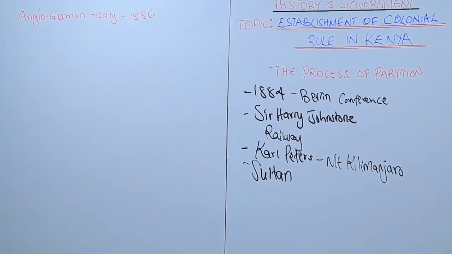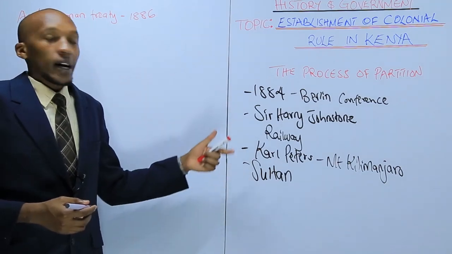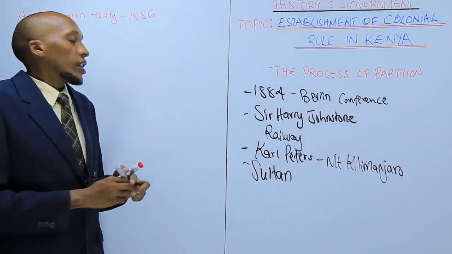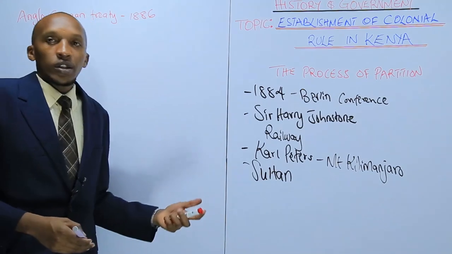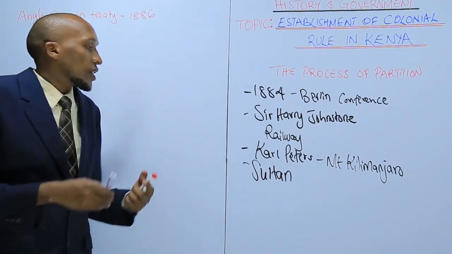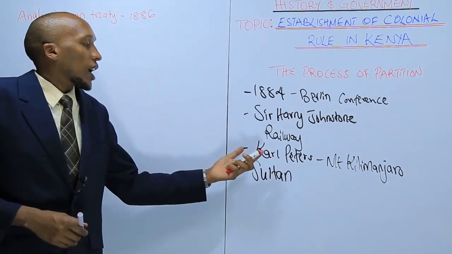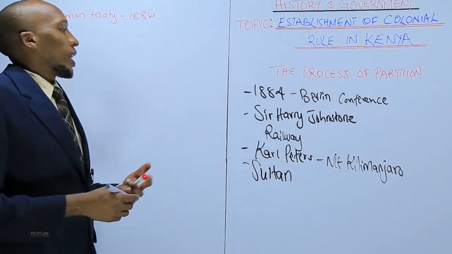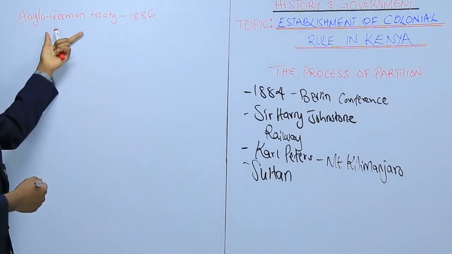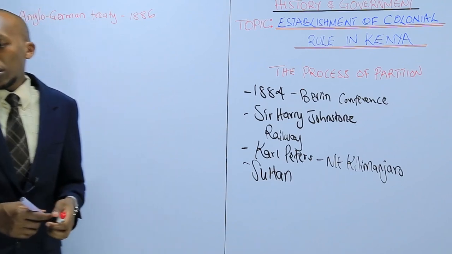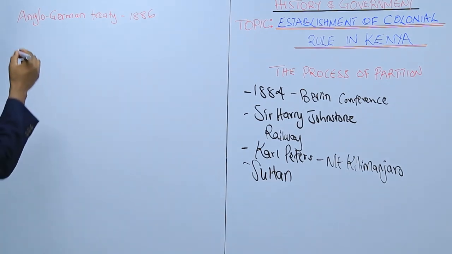The first one, the Sultan. Remember, now we have these three groups that are warring or competing against each other. The Sultan is controlling the coast. Remember, this is an Arab. He's controlling the coast, and he has had the rights of introducing people into the interior. So he still wants to control the coast. And then we have Karl Peters representing the Germans. And then we have the British also coming into the picture. So that conflict resulted in them signing the Anglo-German Treaty.